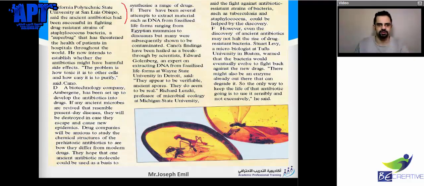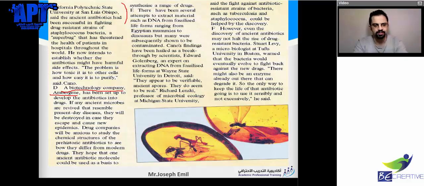All right, research here. A biotechnology company, Ambergene, that's a very important thing, Ambergene, has been set up to develop the antibiotics into drugs. Drugs means medicine, of course, in American English. They're not the drugs that are sold in the streets. So drugs means medicine. If any ancient microbes are revived that resemble present-day diseases, they will be destroyed in case they escape and cause new epidemics.